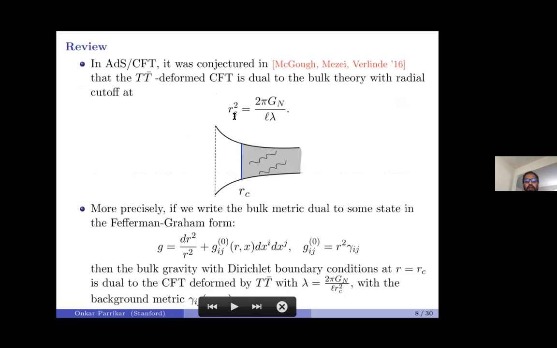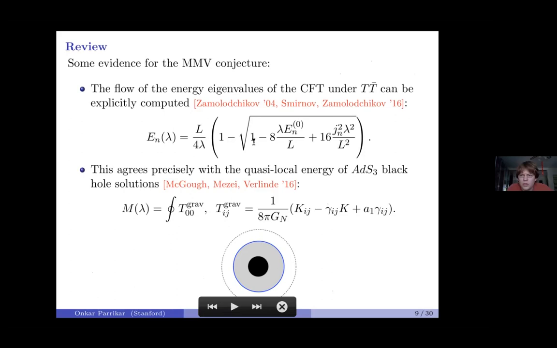What is A, the coefficient A here? Is that A1 related? Yes, the A1 is, yeah.